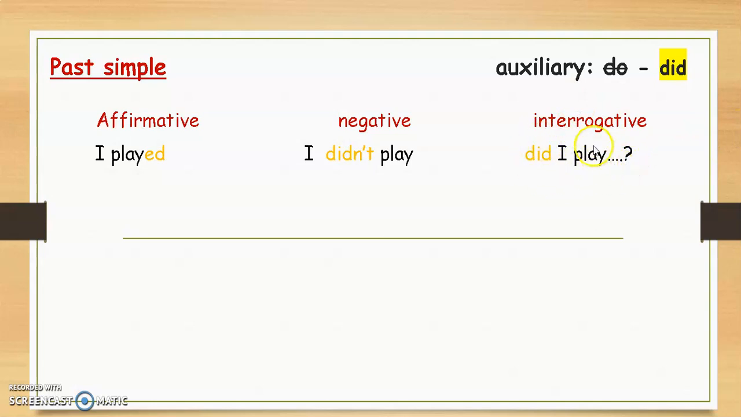See, that is the auxiliary we're going to use here. So this is for the first personal pronoun. Let's go to the second one. You played. What do you notice? I think, what do you see here? Like, I played, you played. I didn't play, you didn't play. Did I play? Did you play?